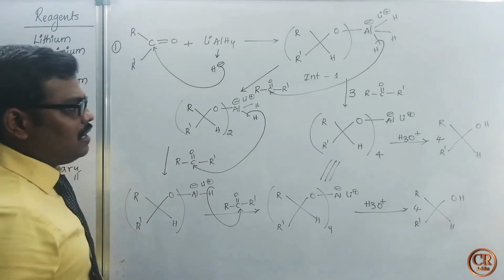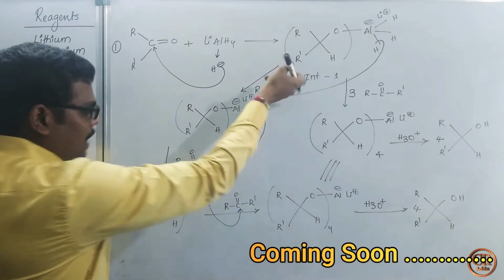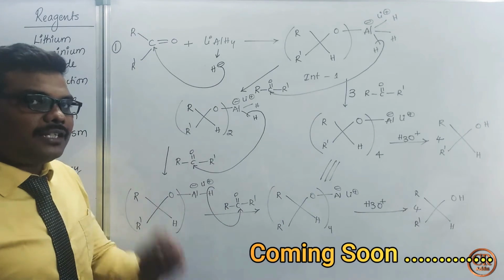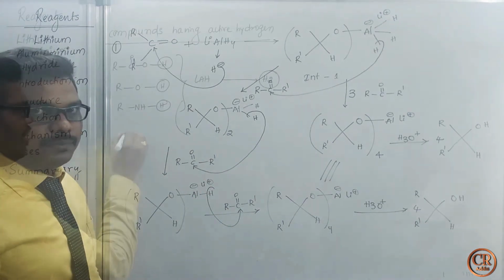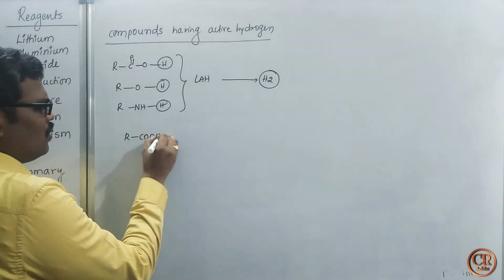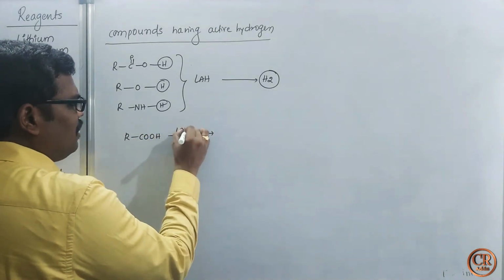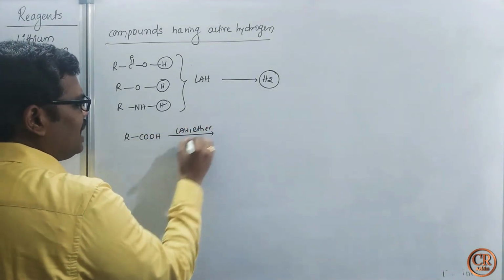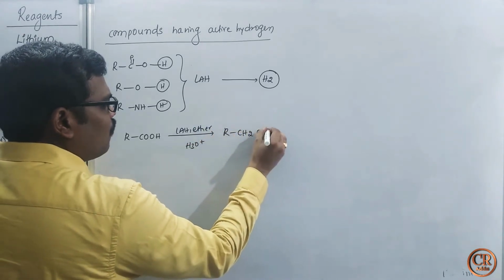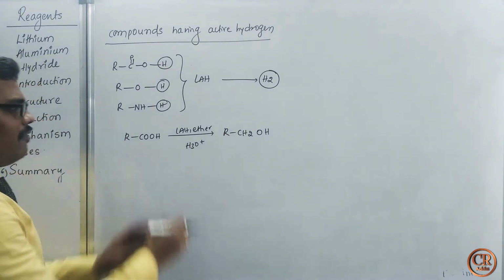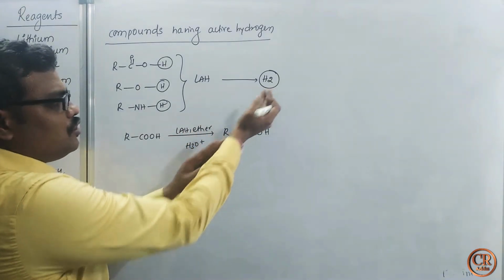Here my intention is to write this step as three different steps to explain one important point, that is about rate of different steps. When RCOOH reacts with lithium aluminum hydride in ether followed by acid hydrolysis gives RCH2OH. But how is it possible? Generally here we are saying H2, but here alcohol.